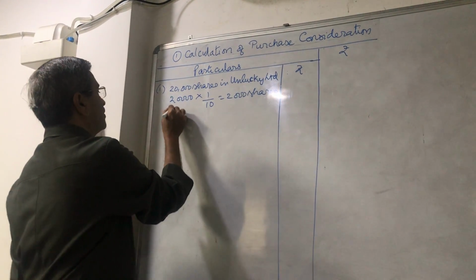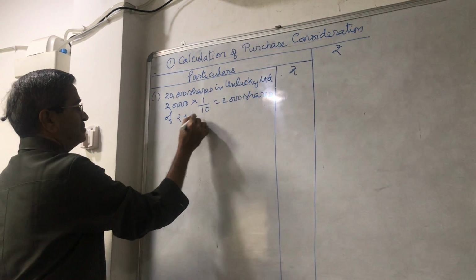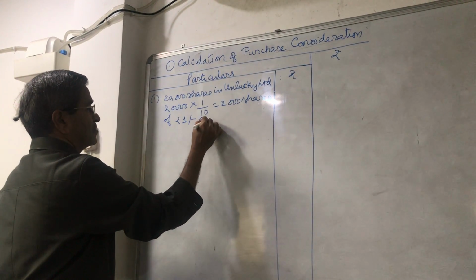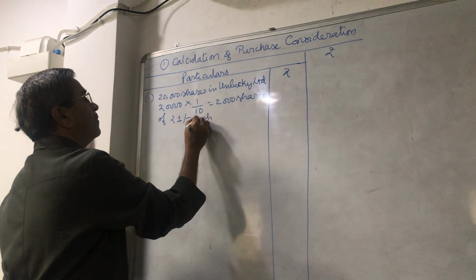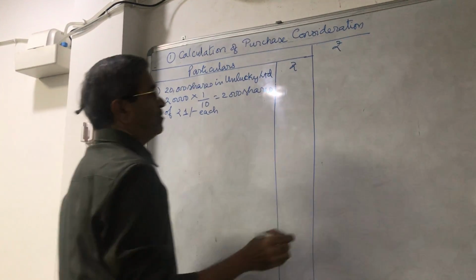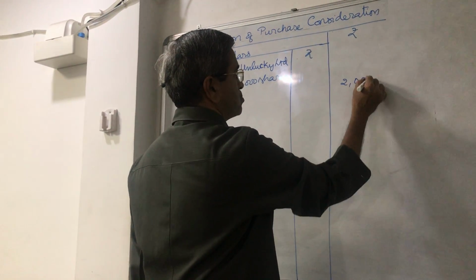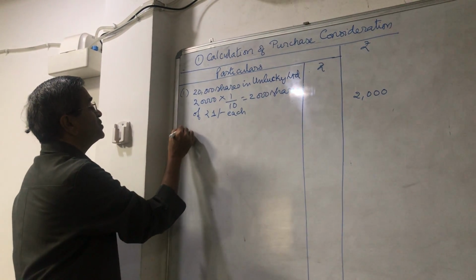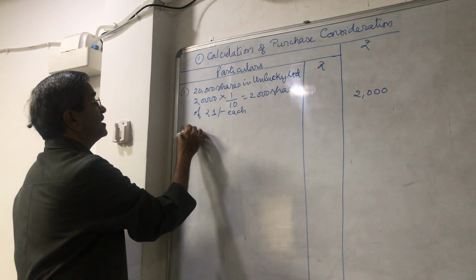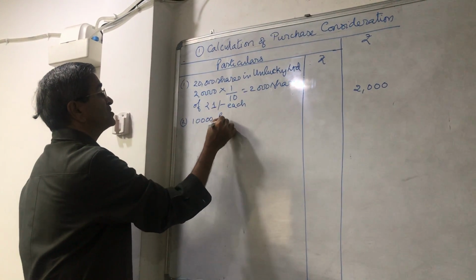of rupees 1 each. So you need to multiply 2,000 by 1, which comes to 2,000. Similarly, preference shareholders, there are 10,000 shares, 10,000 preference shares.